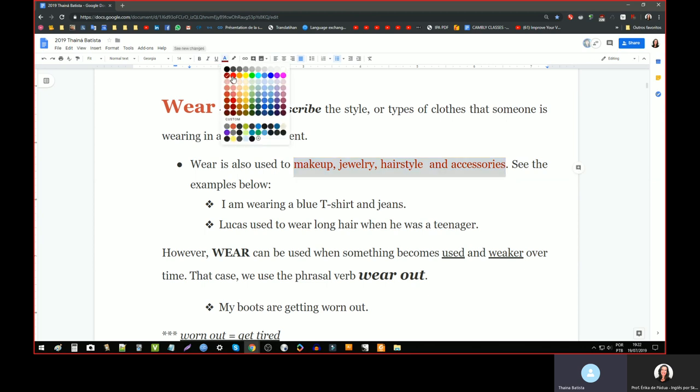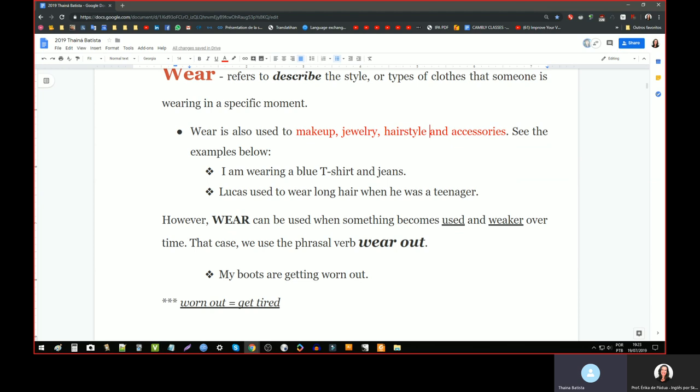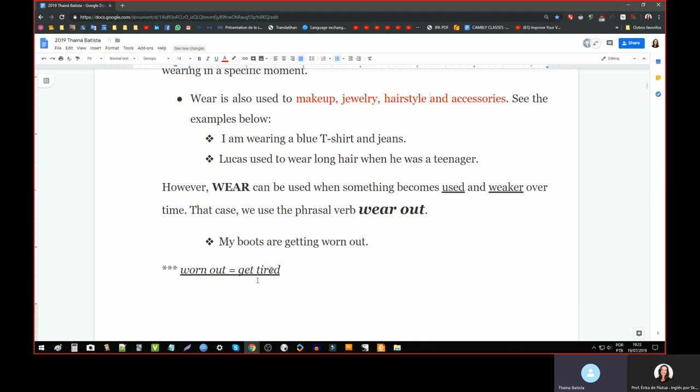I'm wearing a blue t-shirt and jeans. Lucas used to wear long hair when he was a teenager. Yeah, so we can use wear with hair. Hairstyle, right? Yeah. It's interesting. However, it's very important to pay attention because wear can be used when something becomes used or weaker over time. So in that case, we use the phrasal verb wear out. Yes. So my boots are getting worn out.